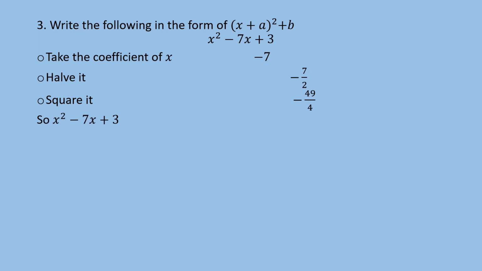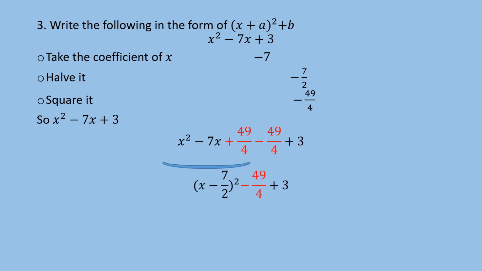So x squared minus 7x plus 3. Now we can write it as x squared minus 7x plus 49 divided by 4 minus 49 over 4 plus 3. x squared minus 7x plus 49 over 4 is a perfect square. It is (x minus 7 upon 2) squared. So the remaining part we can simplify. We can get the answer (x minus 7 upon 2) squared minus 37 upon 4.